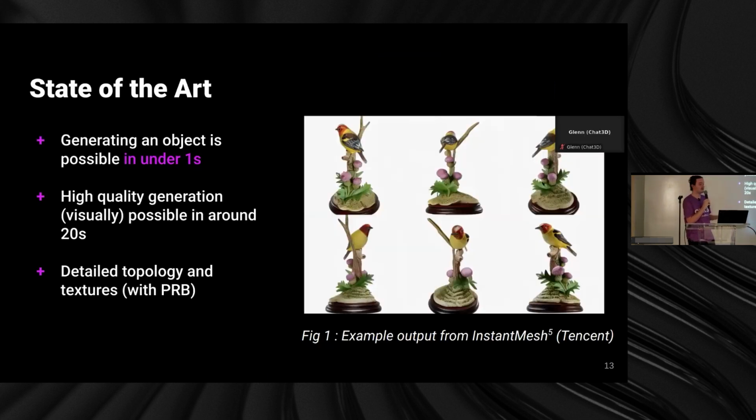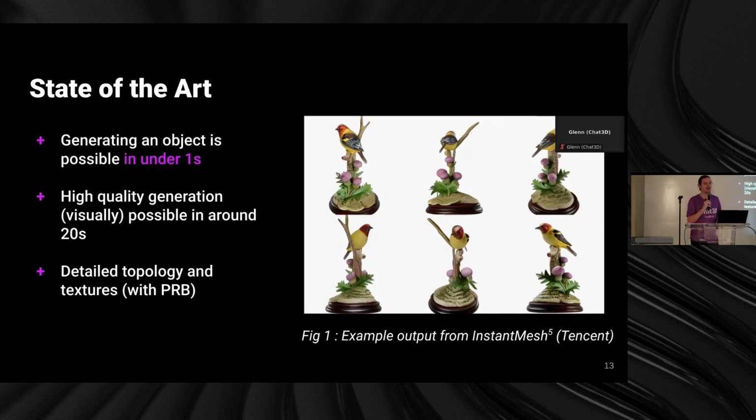I'll continue with the state of the art right now. As I said, right now you can generate an object in under 1 second. You can get a 3D model from text in under a second, which is a big improvement, especially if you consider the state of the art a year or 2 years ago. 2 years ago, it used to take several hours if you were lucky, and you had to be lucky to get a good result as well. Some higher quality generations are also possible in around 20 seconds nowadays.